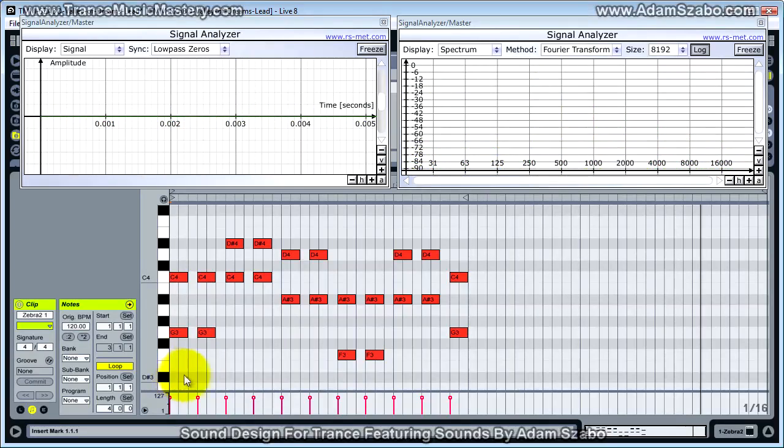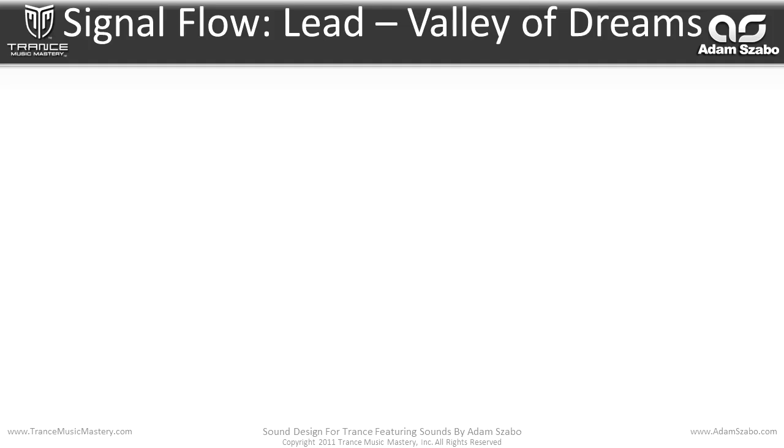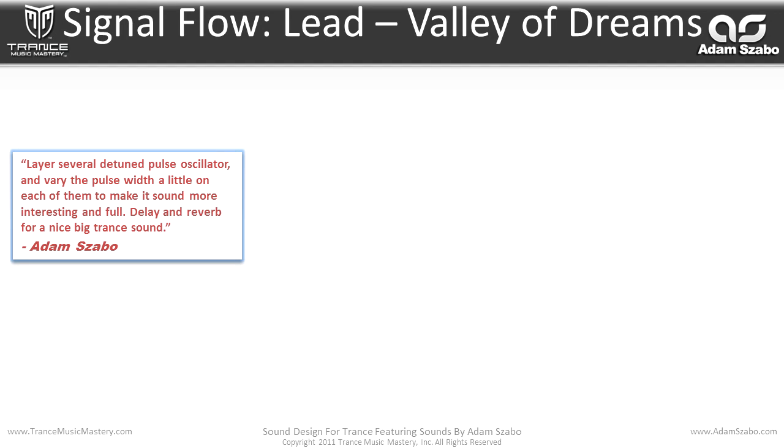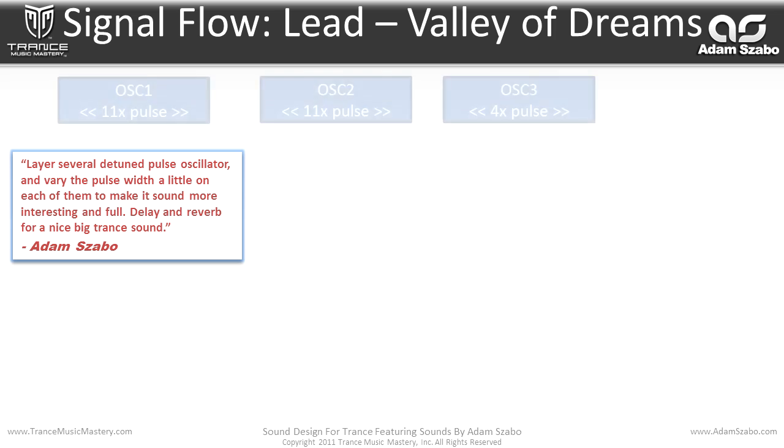Okay, and I'm going to bring up the sound map. And Adam Sabo says, layer several detuned pulse oscillators and vary the pulse width a little on each of them to make it sound more interesting and full. Delay and reverb for a nice big trance sound.